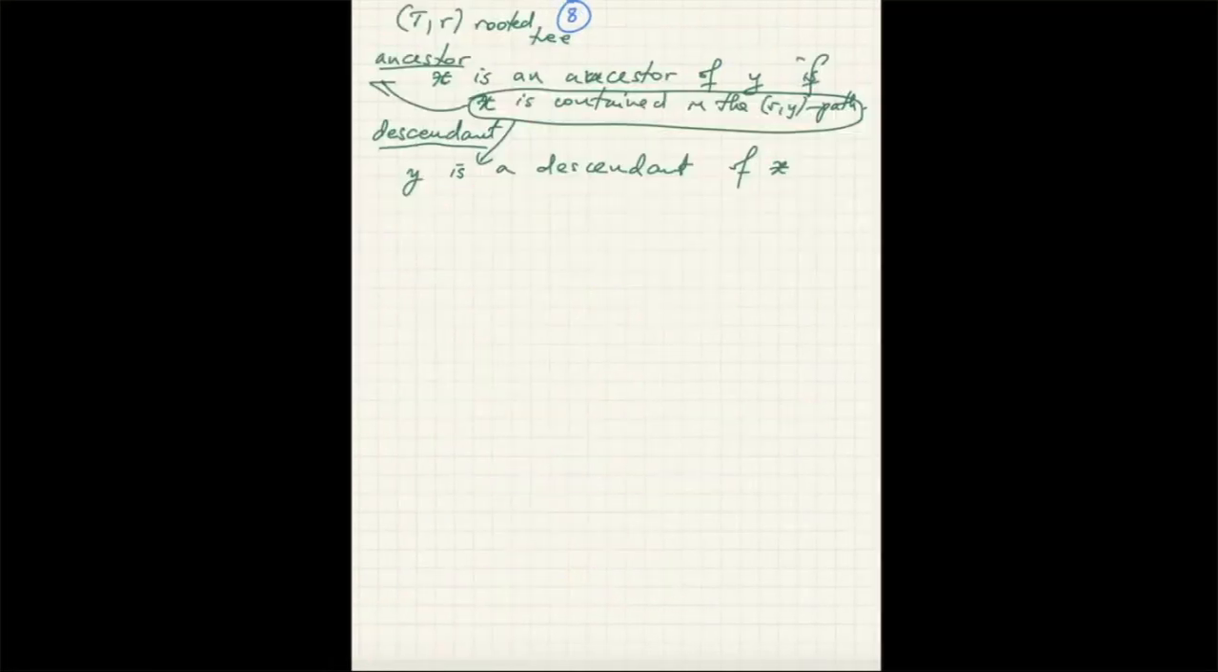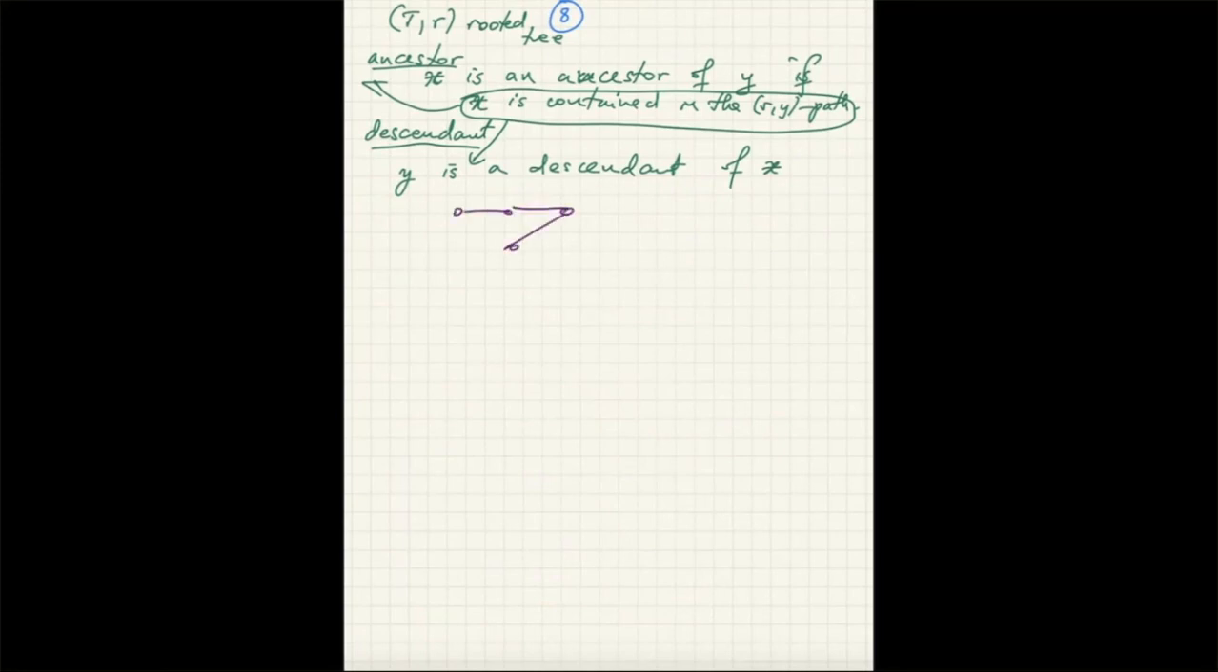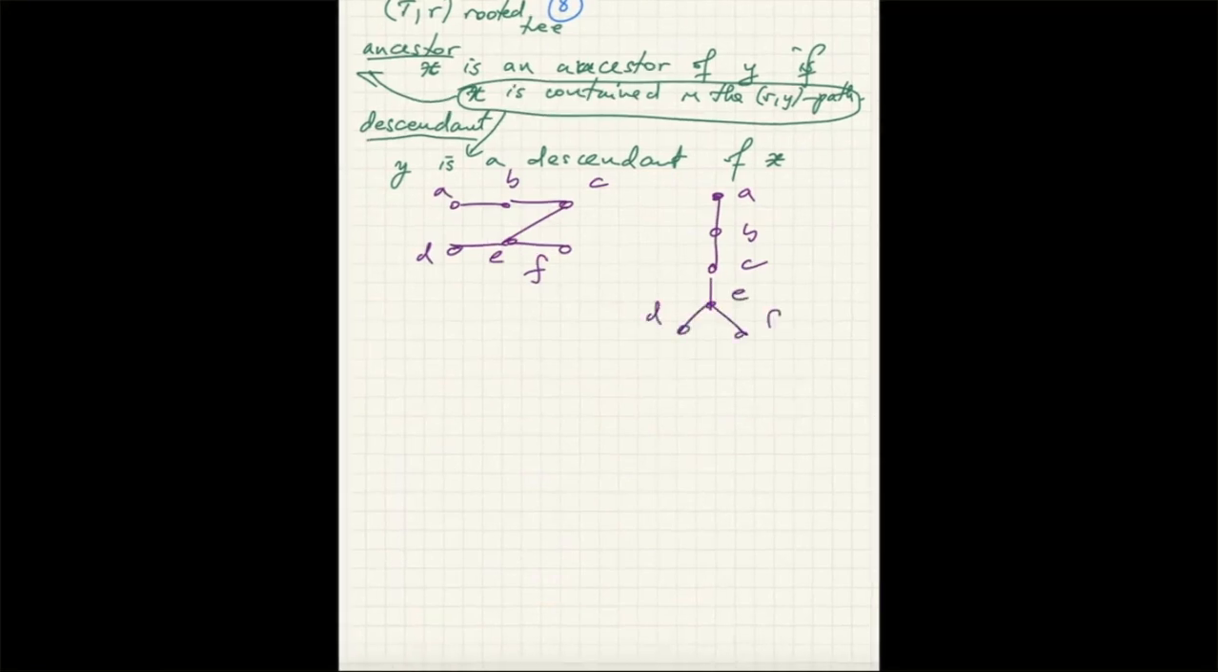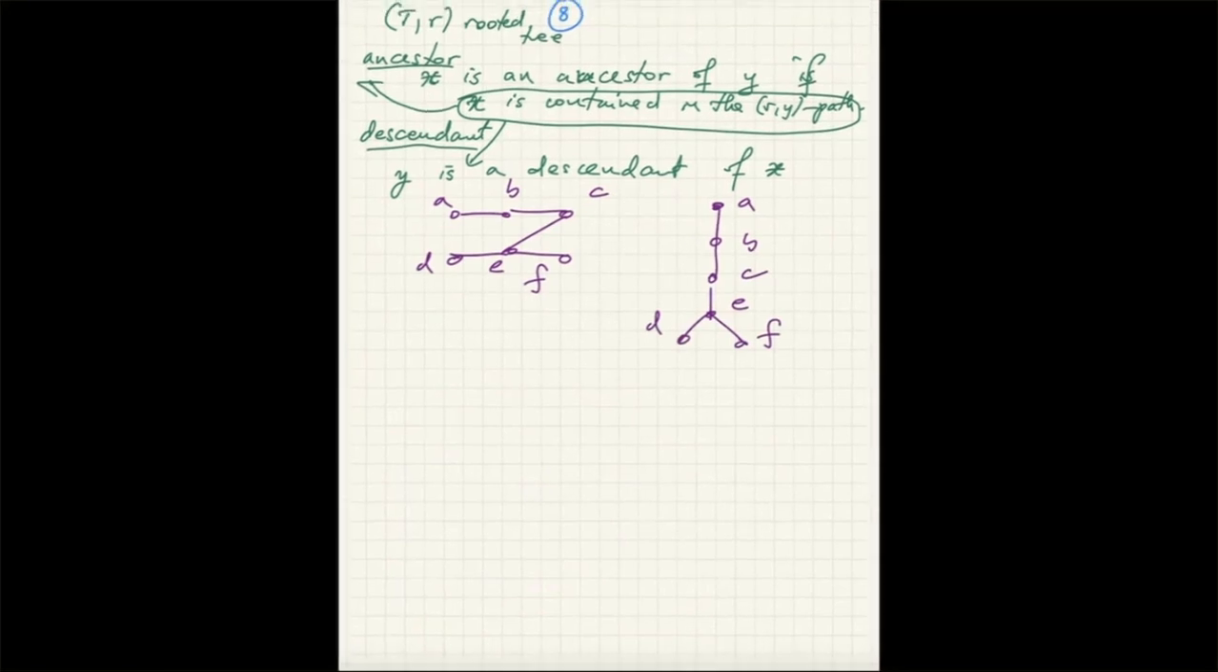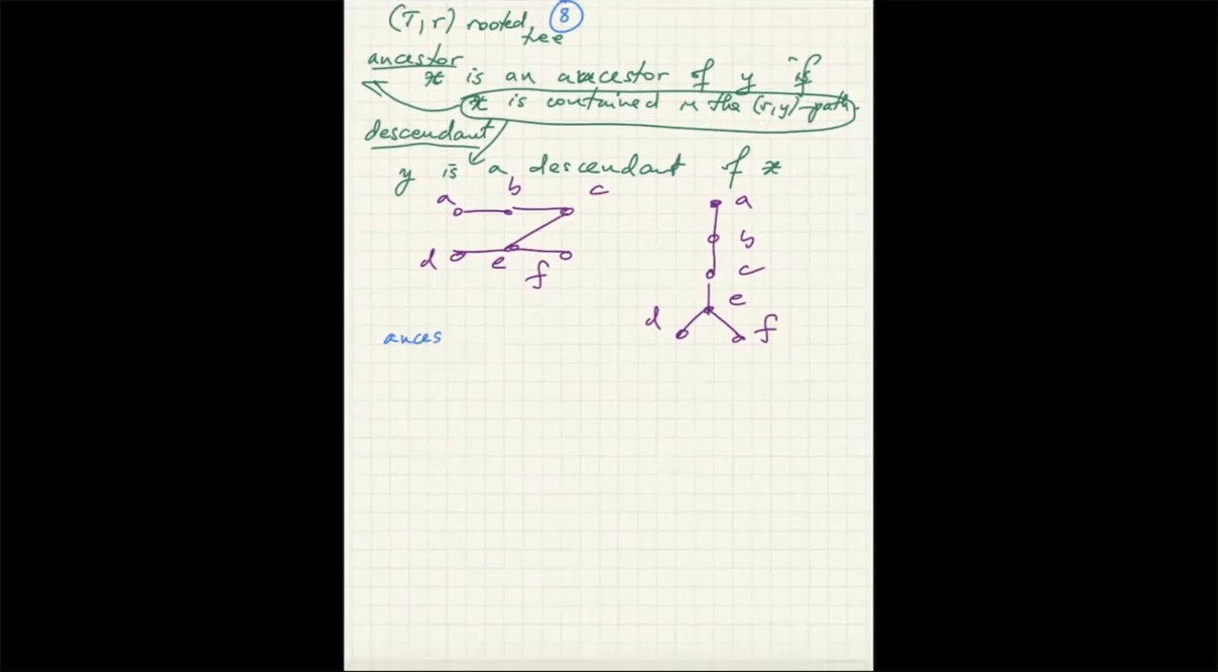If we have a tree here, this purple tree, you could draw it like this: A, B, C, D, E, F. If you want to draw it rooted at A, it's A, B, C, E, D, F. If you want to figure out the ancestors of D, they are everything on the path from D all the way up to A: D itself, E, C, B, A. And the descendants of C are everything going down from C: C, E, D, F.